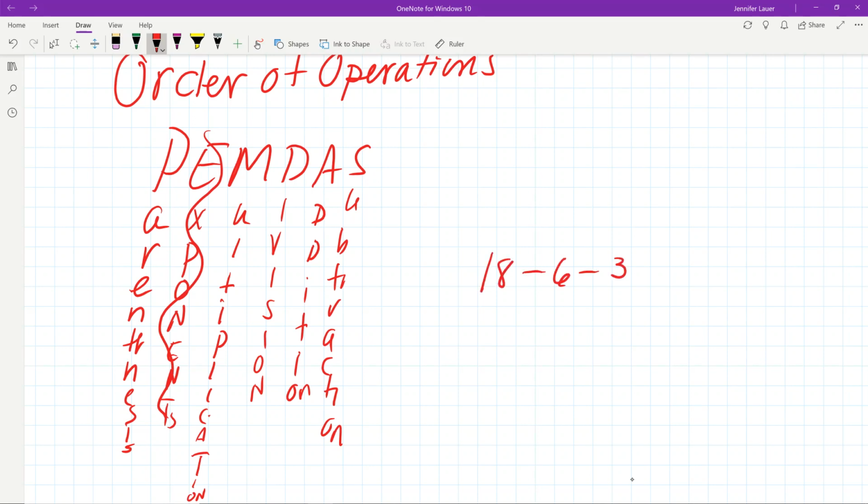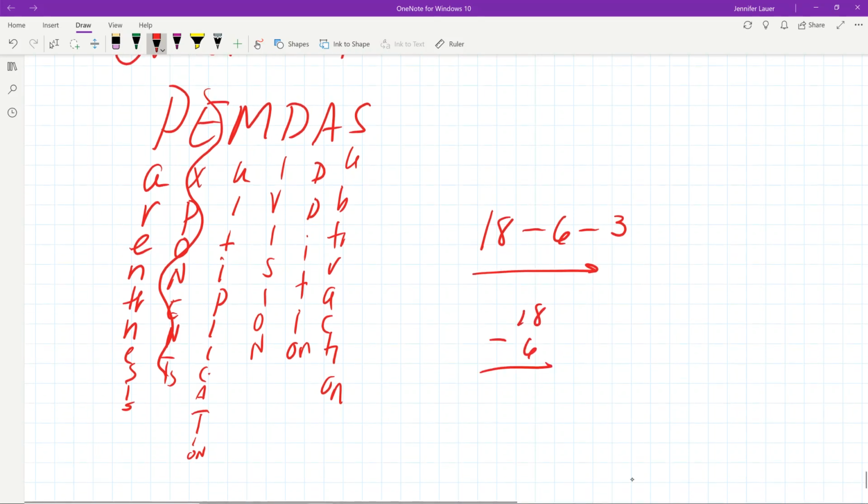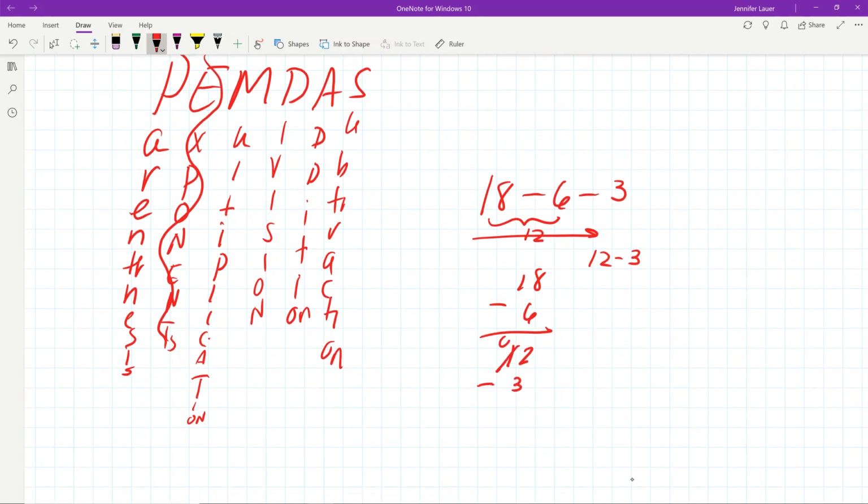Well, first of all, it's all subtraction. Nothing you do first. You're just going to go from left to right. So the first thing I'm going to do is say 18 minus 6, which is 12. So once these two equal 12, now your new problem is 12 minus 3. And so of course that's going to be 12 minus 3, 11, 10, 9. So your answer there is 9. So it wasn't really that big of order of operations. But watch this. What if I did this?